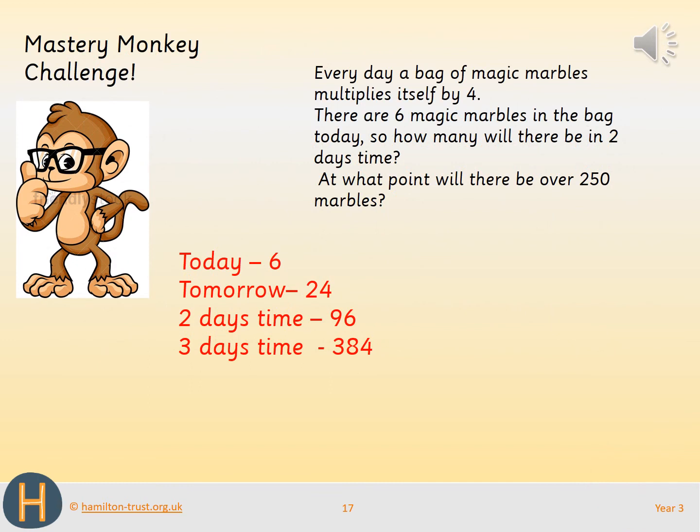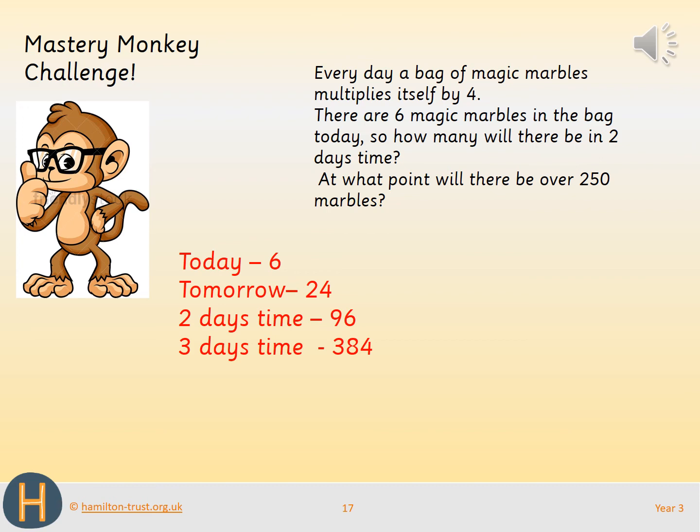So here is how you solve the Mastery Monkey challenge for today. I'll read out the question again. Every day, a bag of magic marbles multiplies itself by 4. There are 6 magic marbles in the bag today. So how many will there be in 2 days' time? We'll have a look at that part first.